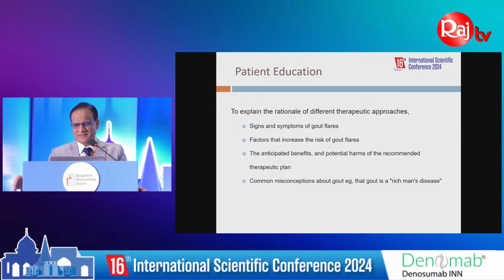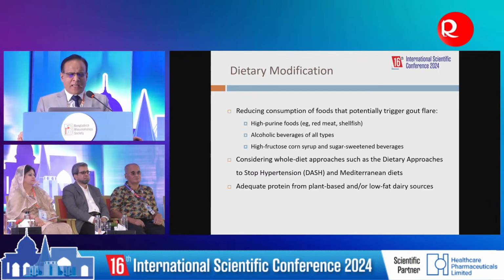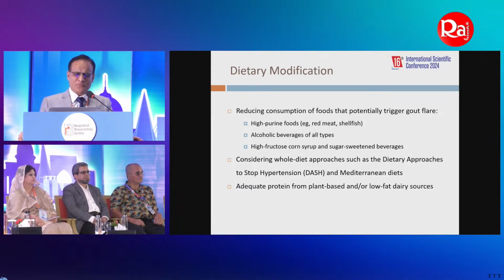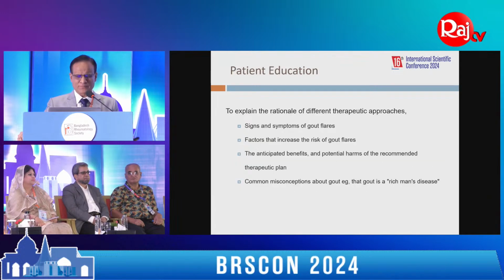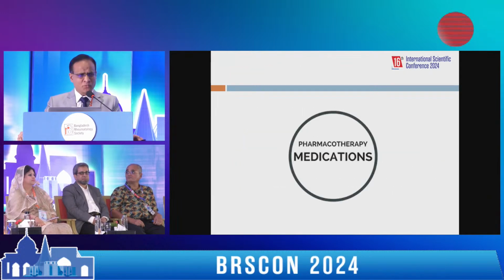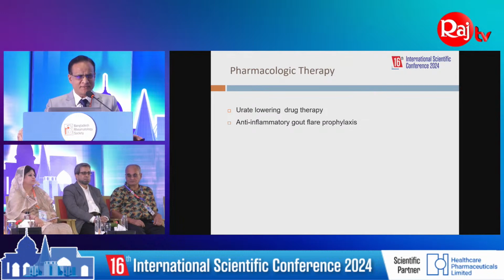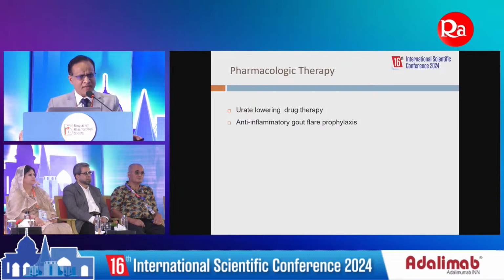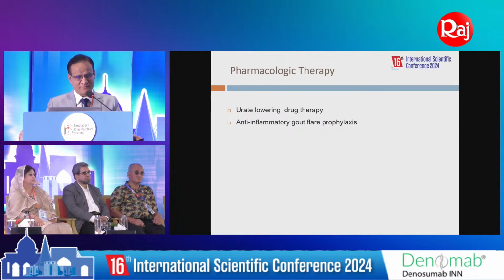Gout is a rich man's disease. Is it true? No. What dietary modification do we have to understand? And what are the pharmacological management options? Two main components: one is urate lowering drugs, and another is anti-inflammatory drugs for prevention of gout flare.